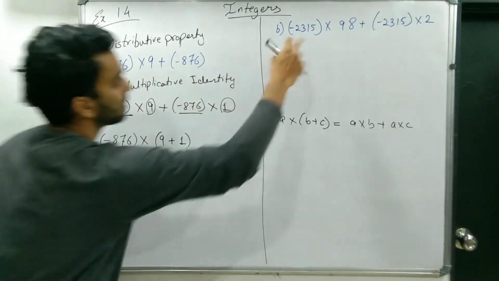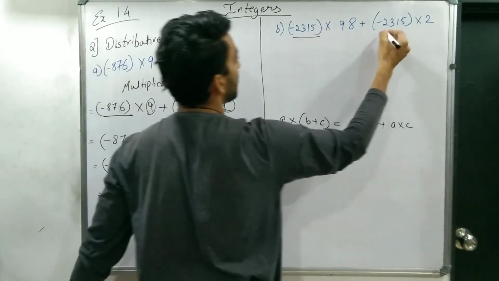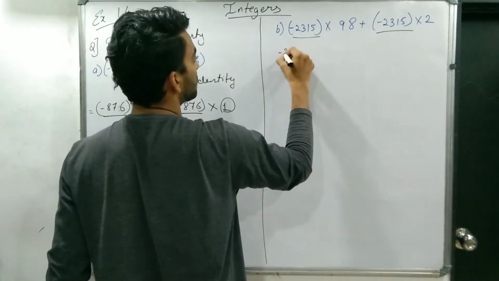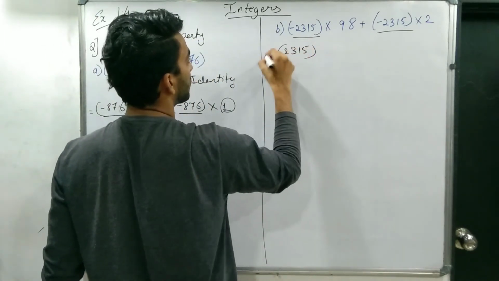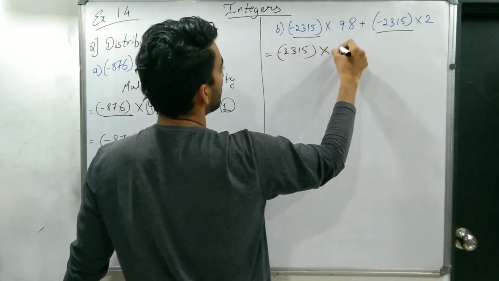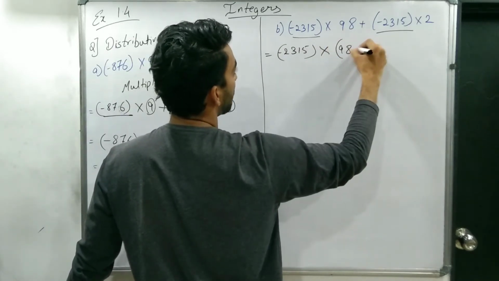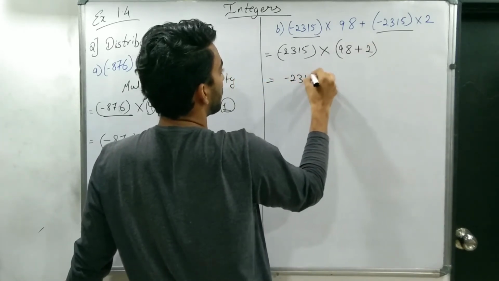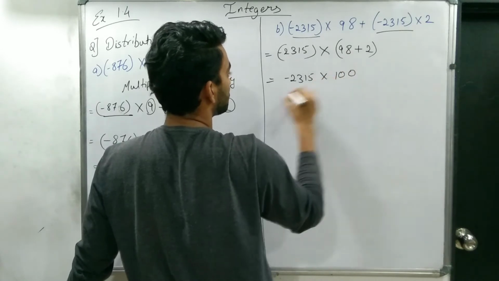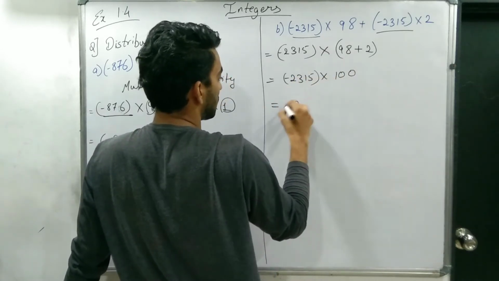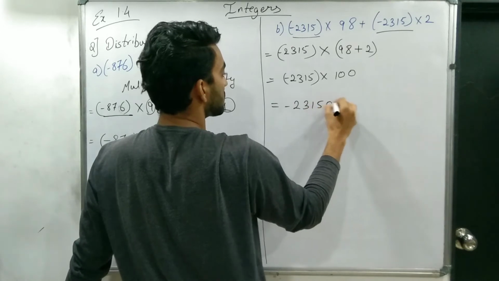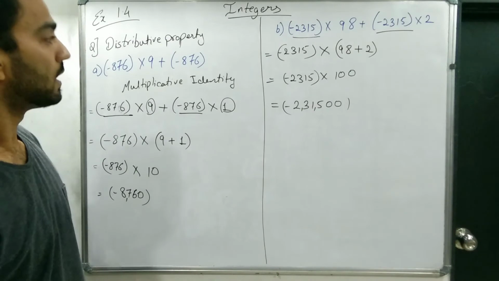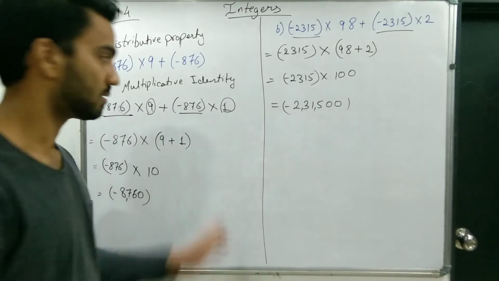Now here this is already in this format. This is A. Minus 2315 into, this is A and this is B. So minus 2315 into 98 plus 2 is 100. So again here it is easy to multiply this. Just put the number of zeros, 2 zeros here. So it will be minus 2,31,500.